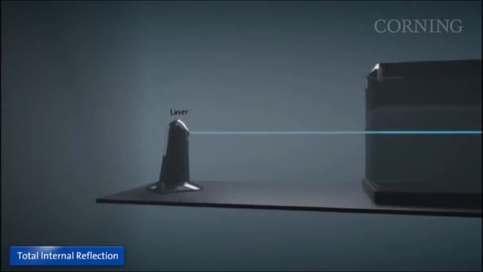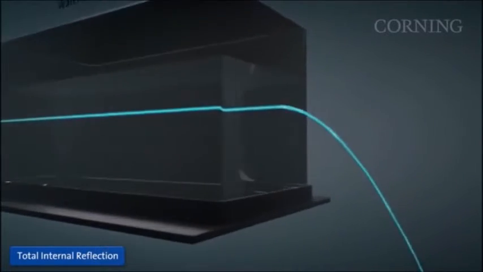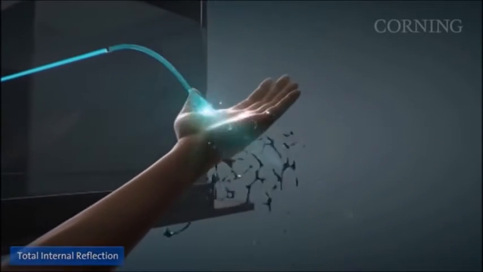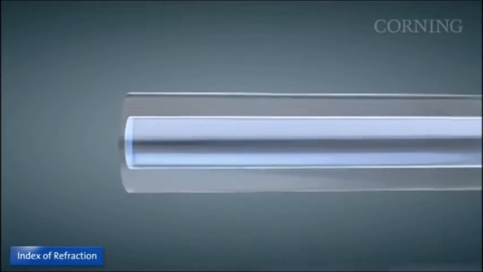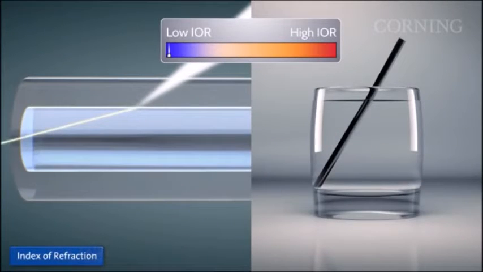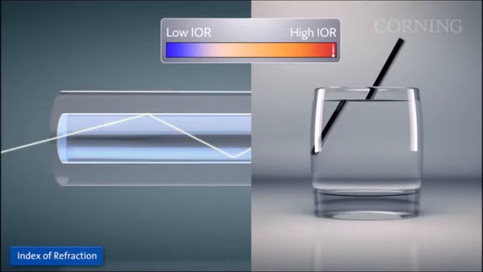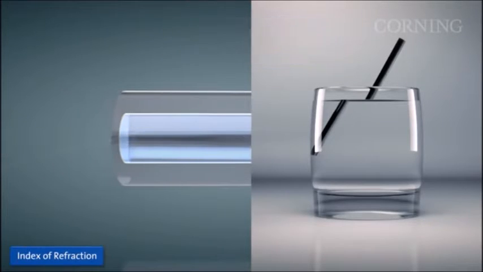Optical fibers operate on the principle of total internal reflection, which keeps the light within the core and guides it down the length of the fiber. Refraction refers to the bending of light as it passes from one substance to another. The glass used in the fiber's core has a higher refractive index than the glass used in the cladding, so that the light can be trapped in the core by reflection at the cladding interface, as it propagates down the length of the fiber.